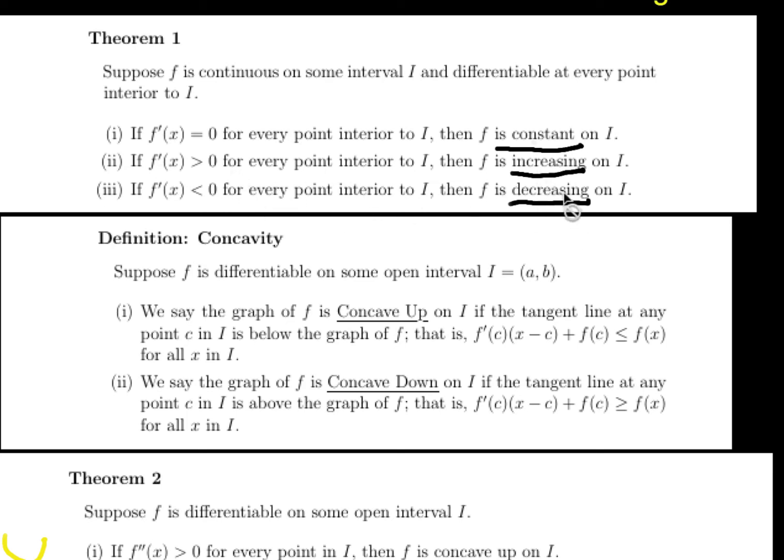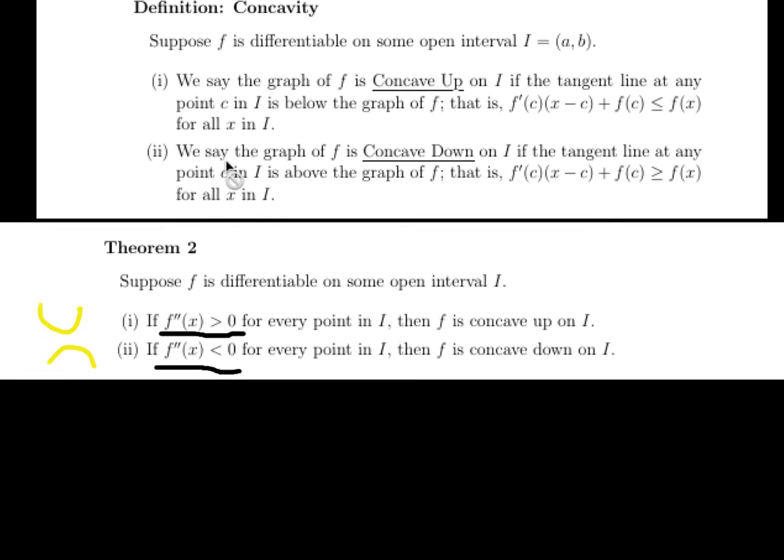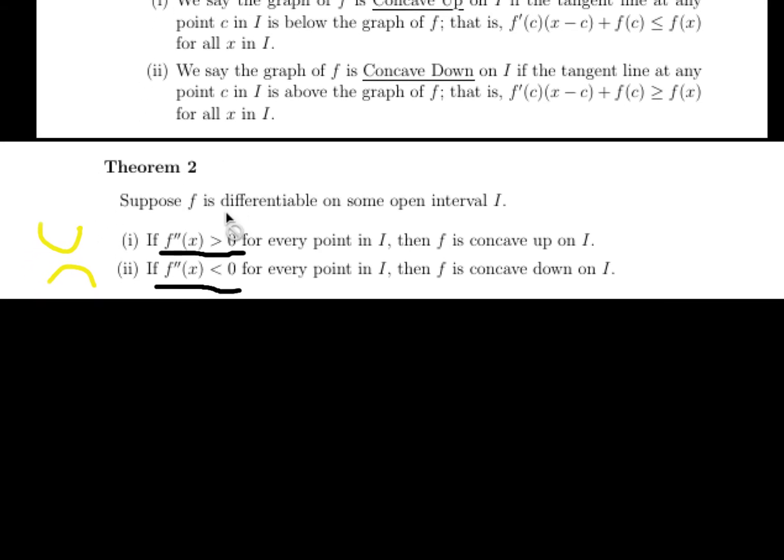If the derivative is negative, it's decreasing. If the derivative is 0, it's constant. So the first derivative gives some sense of the behavior of the function. Is it increasing, decreasing, or constant? And then theorem 2 gives us a means of how to interpret the second derivative. That if the second derivative is positive, we've got a concave up shape. And if the second derivative is negative, we've got a concave down shape.